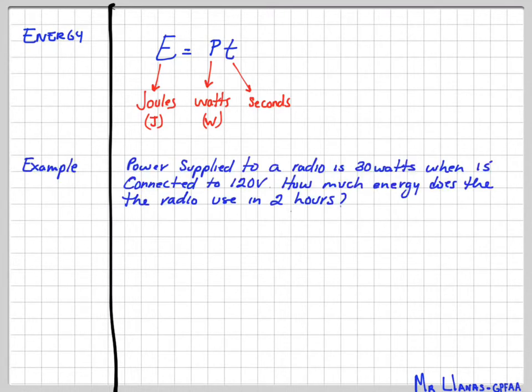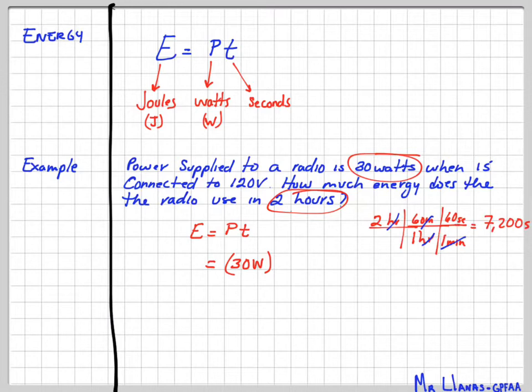So this is the example that we're going to go through. Power supplied to a radio is 30 watts when it's connected to 120 volts. How much energy does the radio use in 2 hours? So you've got to figure out the energy, so you know you're going to be using the formula for energy. We have the power is 30 watts, we have the time, which is hours. So all you've got to do is plug those in.